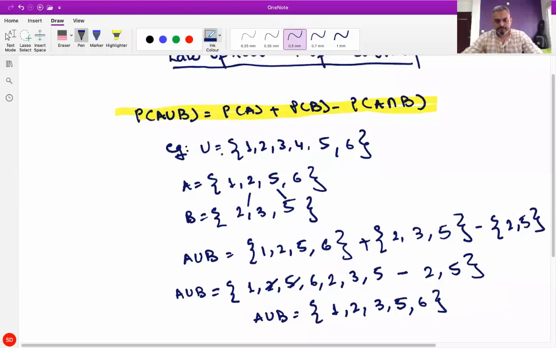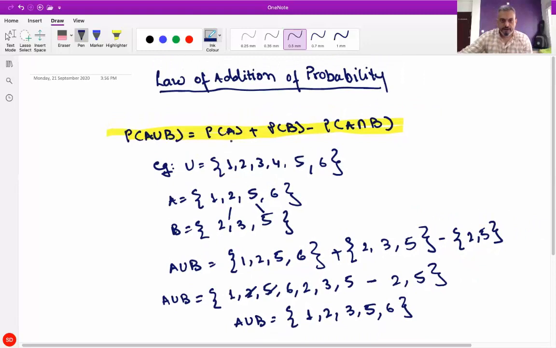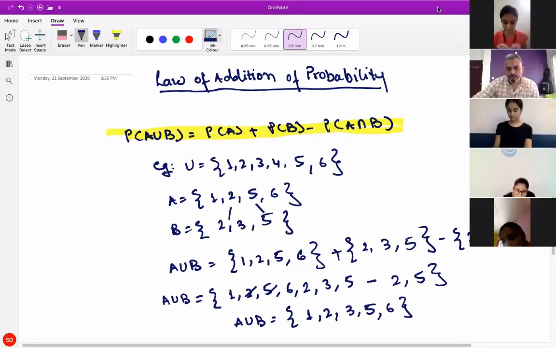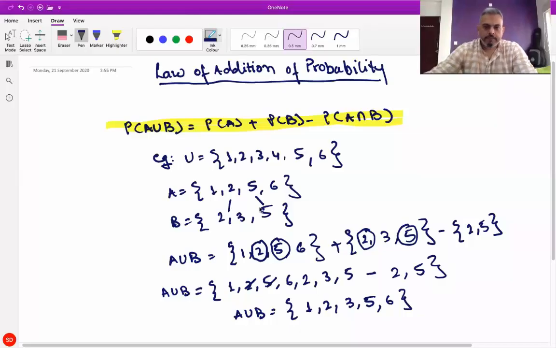Please write this. Please write this, then we proceed. Any doubt in this? You understood this? That elements of A plus elements of B minus what will we do? The common elements between A and B. Got it? Please write it down with the example. Okay, now this is one part of it.